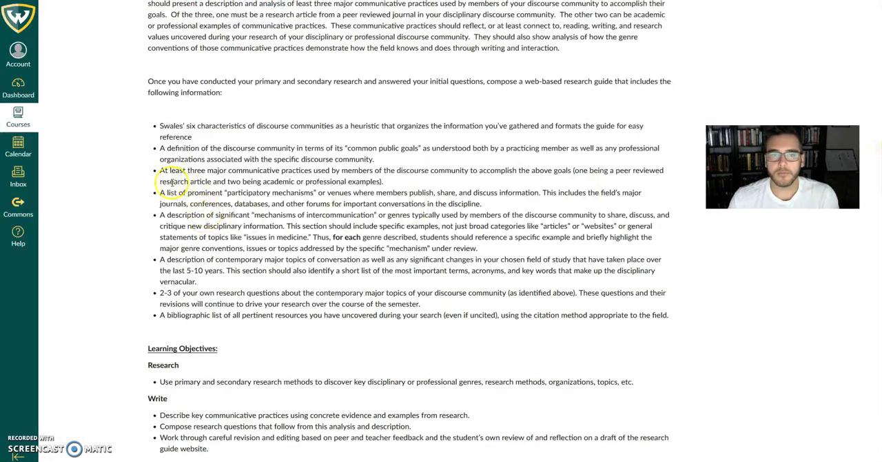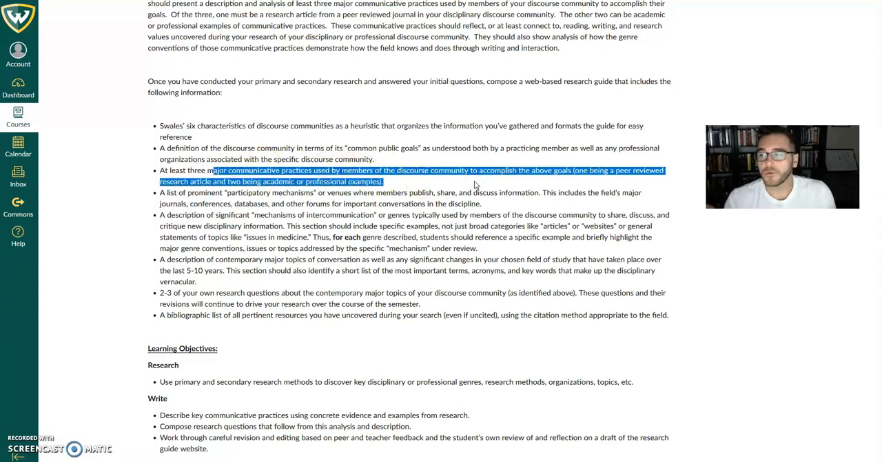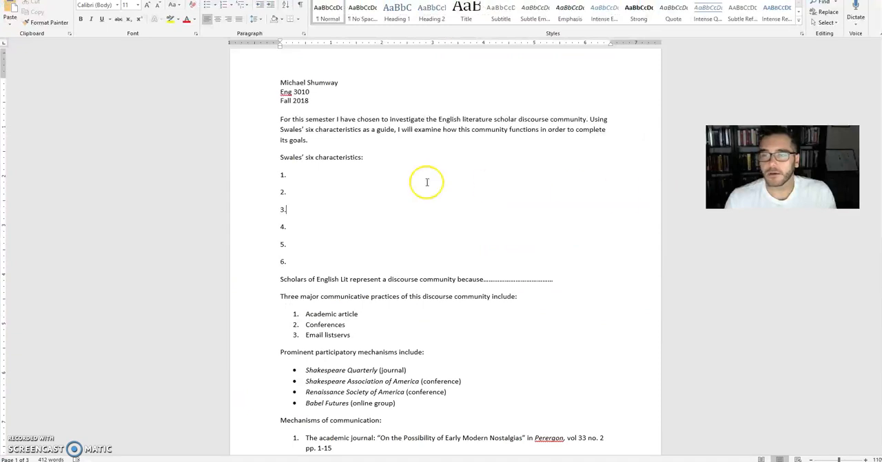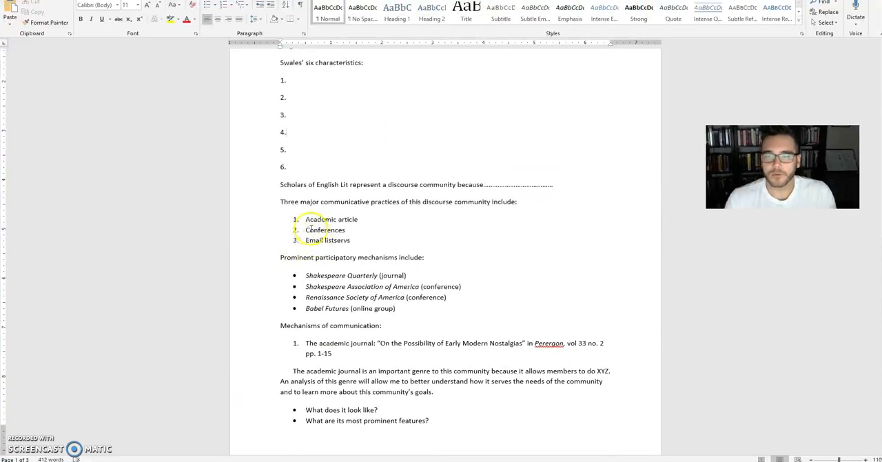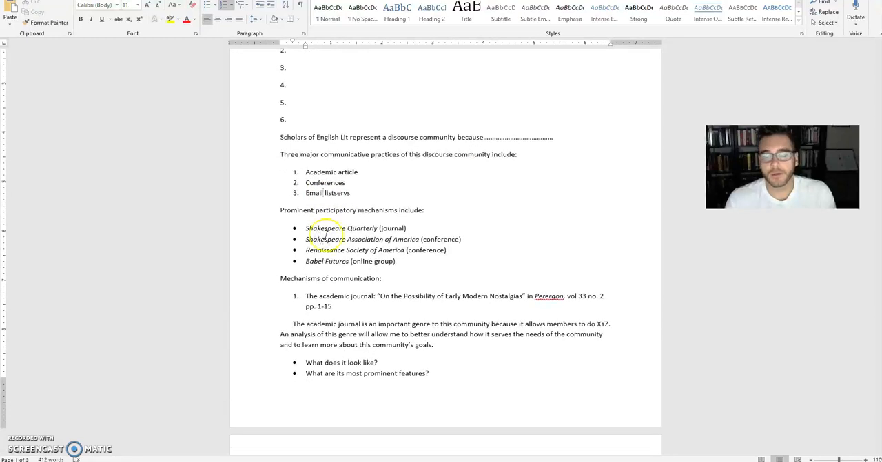Number 3, at least 3 major communicative practices used by members of the discourse community to accomplish the above goals. And so again, if I've listed out some of the goals are expand knowledge, create new research, teaching, whatever, what are 3 major practices that my group uses to do those? One of which is an article. And so I would say here are the 3 major ones. We use academic articles, we use conferences, and we use email listservs. Now you'll see here I'm going to get specific in a moment, so don't worry about that yet.